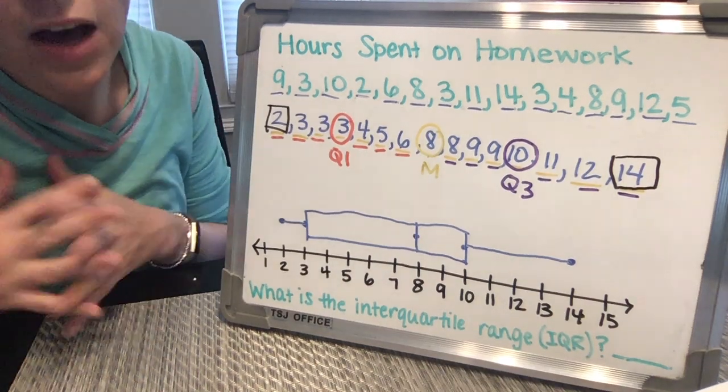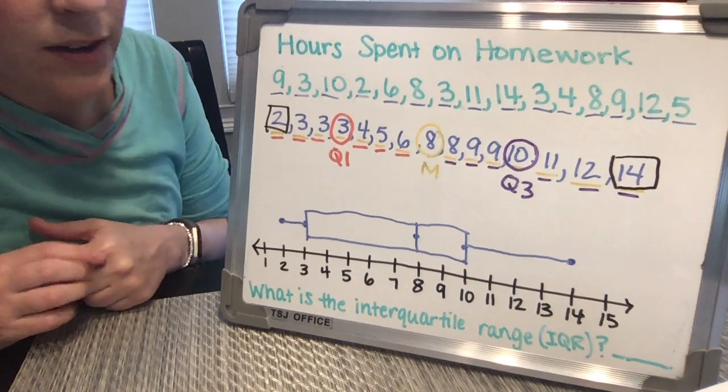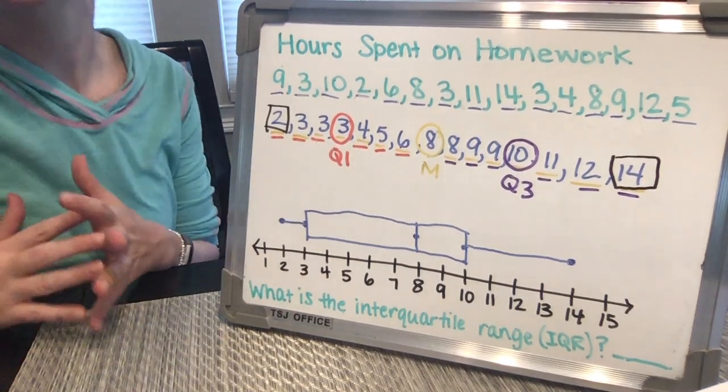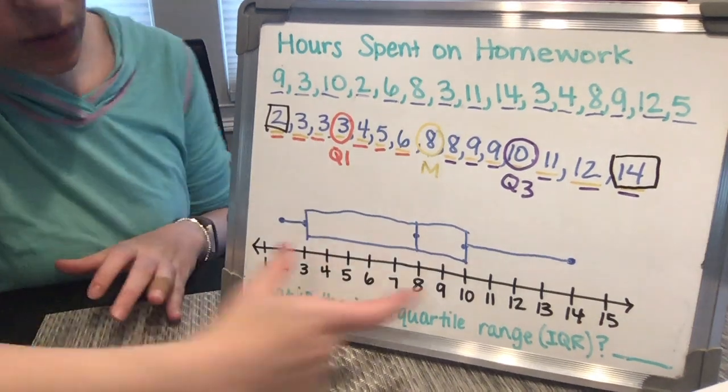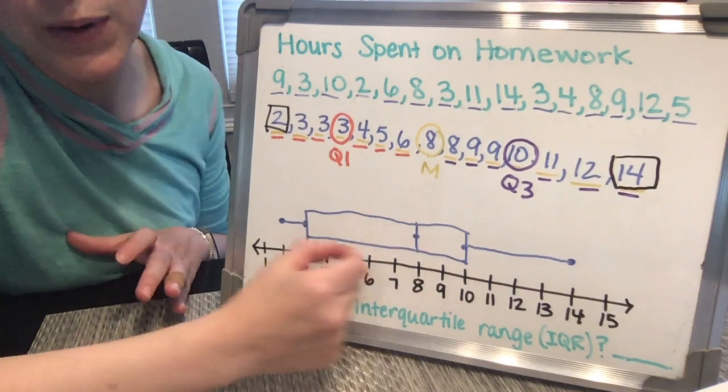Last but not least, the other piece that you might need to do with data is find the interquartile range. The reason we want to know interquartile range is because it tells us how spread out the center parts of our data are. So these 2 quartiles near the center, how spread out are they?